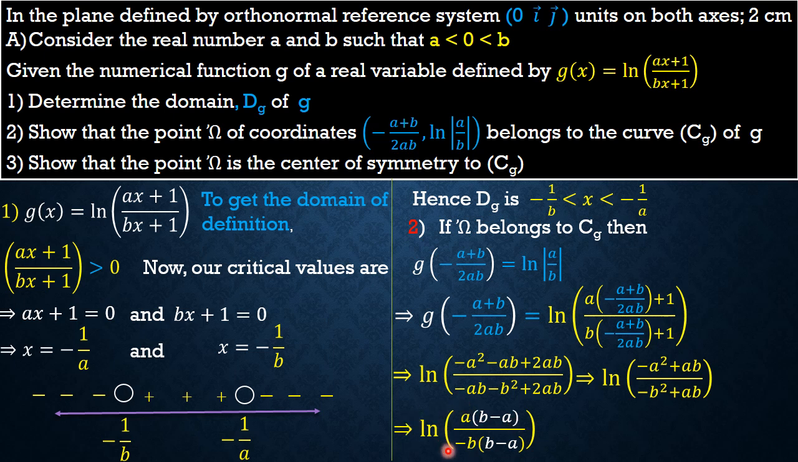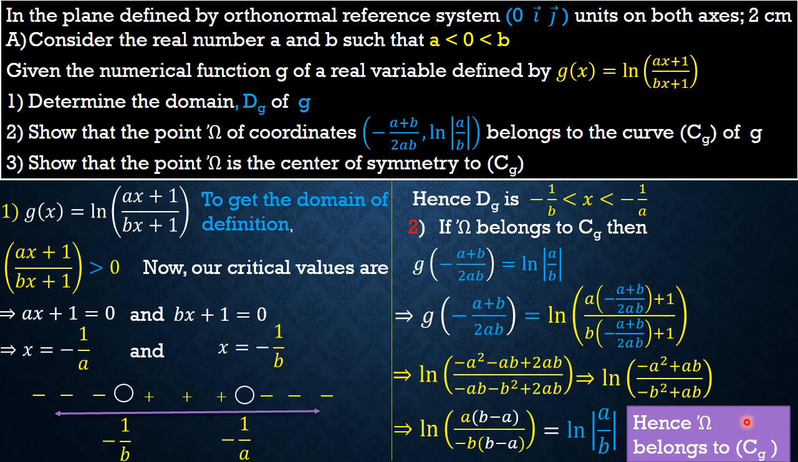Let's keep in mind that the natural log function, as we said, is not defined for negative values, so we need absolute values to make everything here positive. Meanwhile, b minus a and b minus a cancel. So we are going to have the natural log of the absolute value of a over b. Since g of negative a plus b over 2ab has given us the natural log of the absolute value of a over b, we can conclude that omega belongs to our curve. That's it.